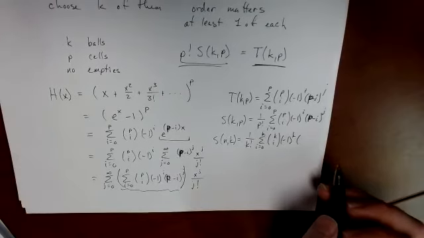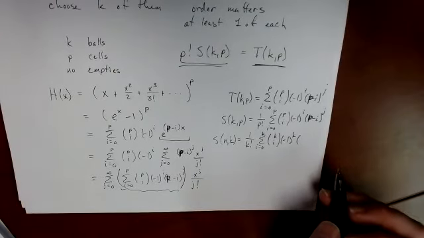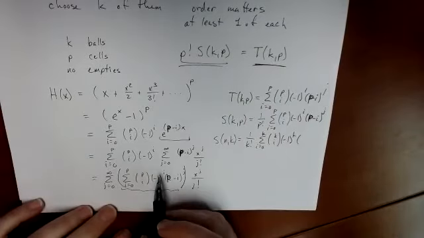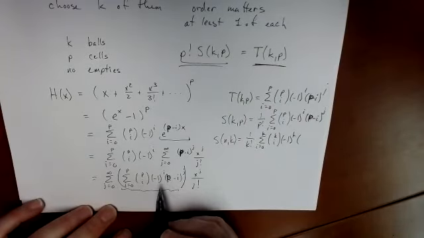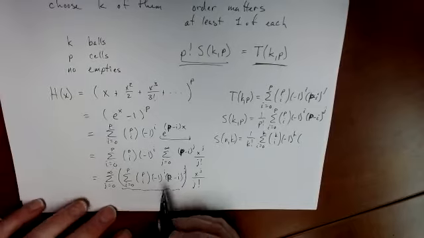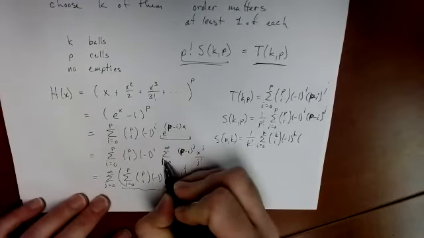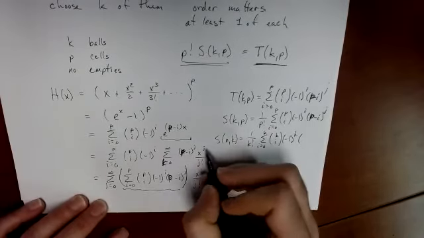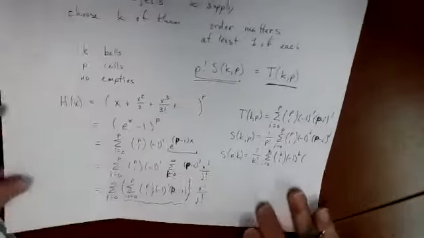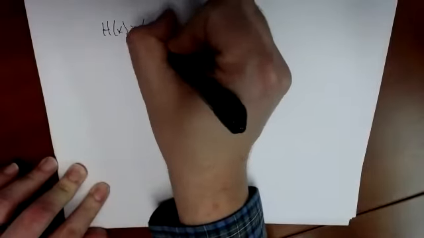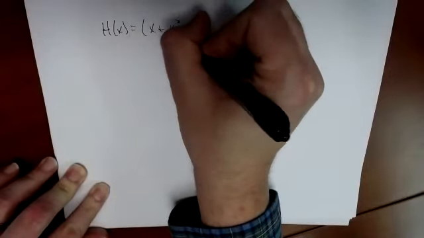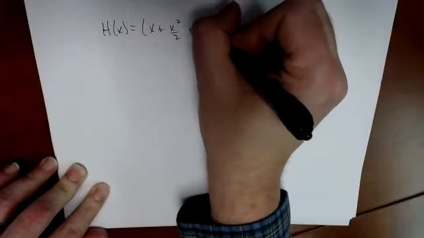And then I should have used a k here, not a j. You know what? Forget it. I'm going to restart that. You just h of x equals x plus x squared over 2. I'm going to stop looking at my notes and just do it for real.